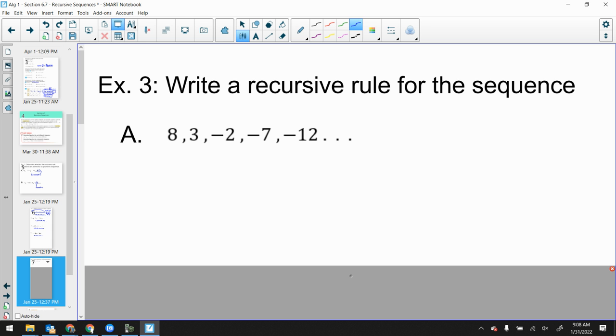Again, it's simple. For every recursive formula, you should write an a sub 1 equals. Then you can either leave space, I'll do the semicolon, and then write an a sub n equals. So pretty easy. What is a sub 1 in this case? A sub 1 is 8. Now we have to decide, is this arithmetic or geometric? Arithmetic. What am I constantly doing? Subtracting by 5. So I'm going to say a sub n minus 1 minus 5. Done.